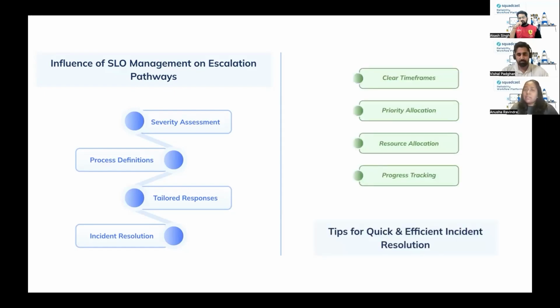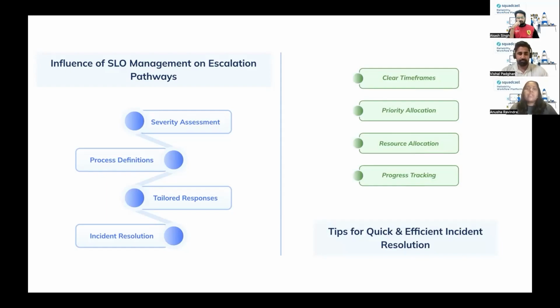By defining clear timeframes. SLOs establish specific timeframes for incident resolution. Stakeholders and users, as a result, know what to expect in terms of service restoration times. Also, SLO breach severity influences incident priority. High severity breaches drive quicker resolution efforts. Let's understand what SLO priorities are versus what incident severities are.